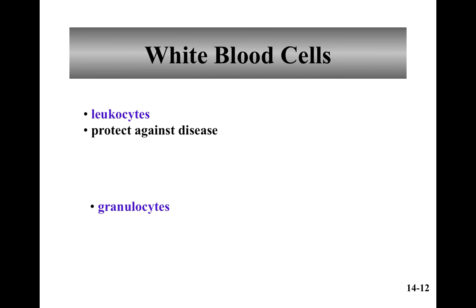All right, our white blood cells. We've talked about these before, in the blood unit. But we've got the leukocytes, which are just white blood cells, and those protect against diseases. The granulocytes, remember, were the neutrophils, eosinophils, and basophils. And the agranulocytes were lymphocytes and monocytes.